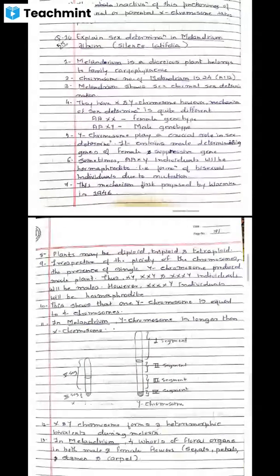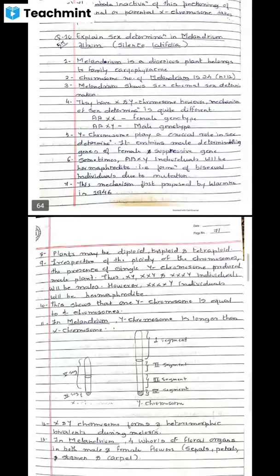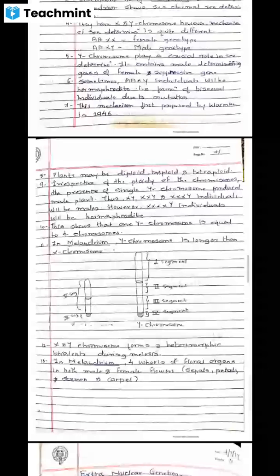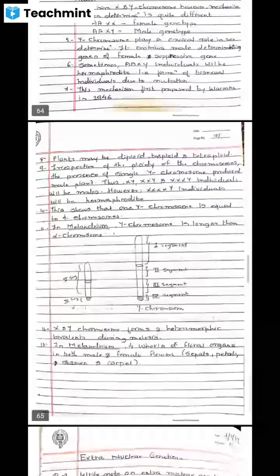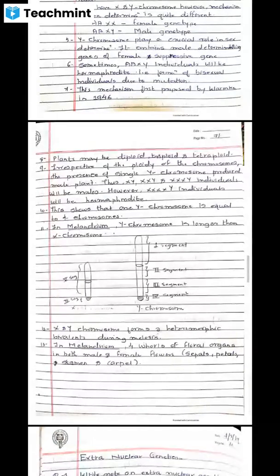In Melandrium, the Y chromosome is longer than the X chromosome. We have seen so far that the X chromosome is long and the Y chromosome is short. But in this case, the Y chromosome is larger in size and the X chromosome is smaller in size. You can see it in the figure. So Y chromosome forms heteromorphic bivalents during meiosis, and due to these mutations, that will be present in this plant.